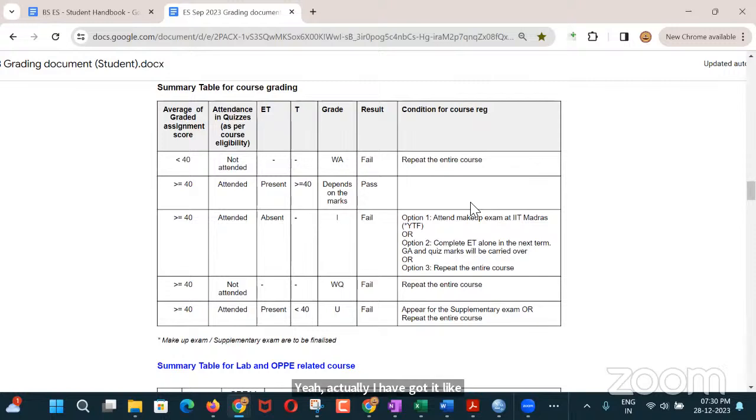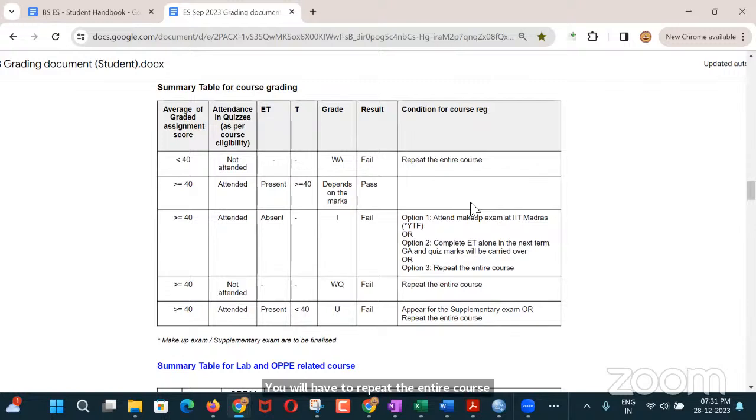If I did not get greater than 40 marks in the end term, do I have to repeat the course or a particular subject? Like, I did not get above 40 in maths, so do I have to repeat the course or just that subject? See, for that you look at the total course score. If the total course score is less than 40, you will have to repeat the entire course.